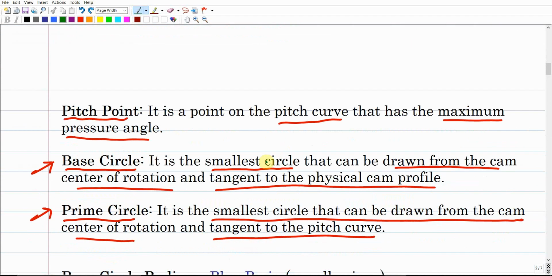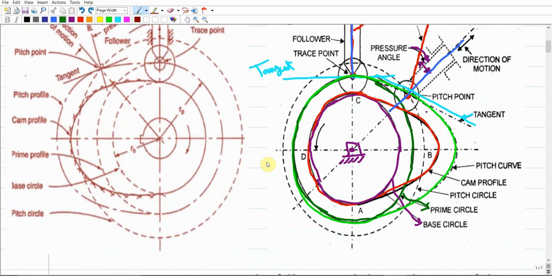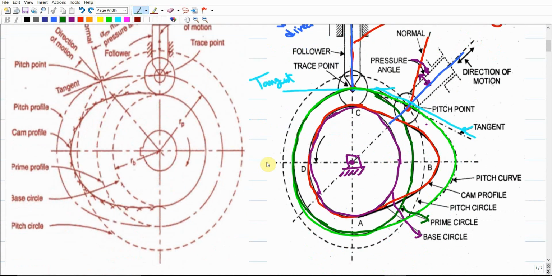So these are some geometries that we have to consider and understand. We should distinguish between the pitch curve, the cam profile, the pitch circle, in addition to the prime circle. The pitch circle is just a circle from the pitch point or any trace point at any instant of time of rotation of the cam itself. It is not a crucial thing, but the crucial things are the circles that we discussed, like the prime circle and the base circle.